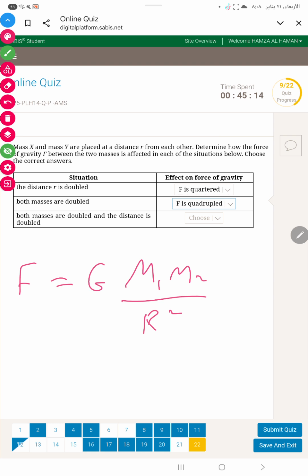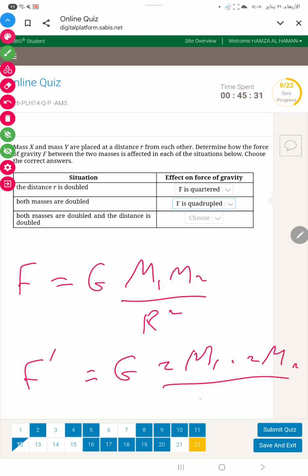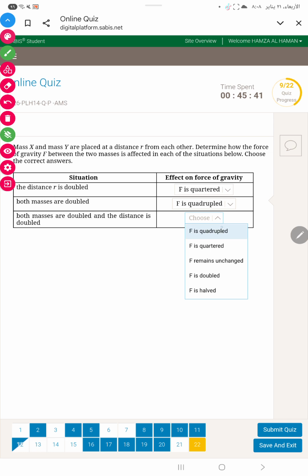Both masses are doubled and the distance is doubled. So if both masses are doubled, the new force F prime would be G 2m1 times 2m2, and also the distance is doubled, so 2r squared. You notice that we have a factor of 4 up and down. These cancel, so there is no change. So here we choose constant, or no change, remains unchanged.